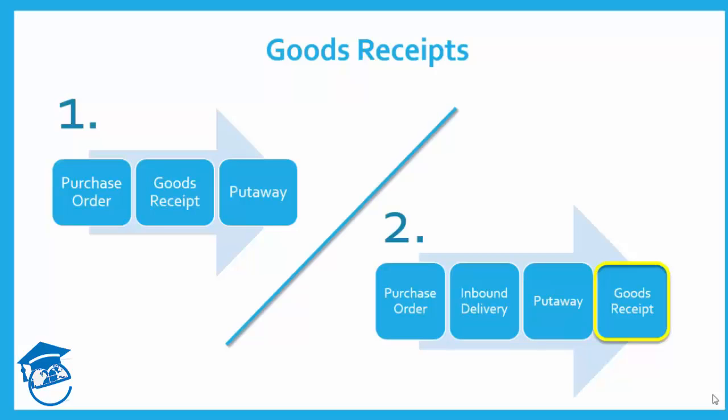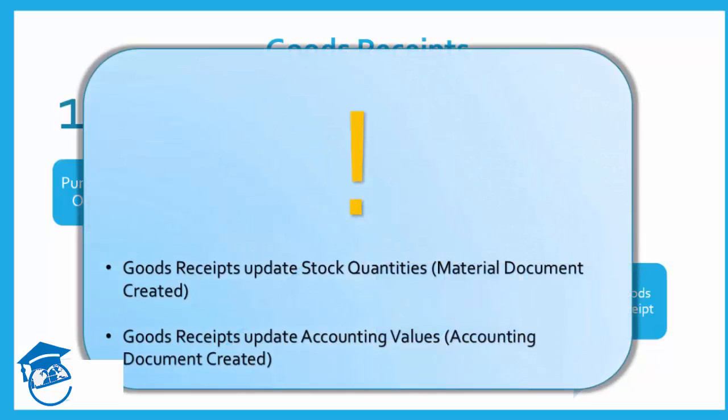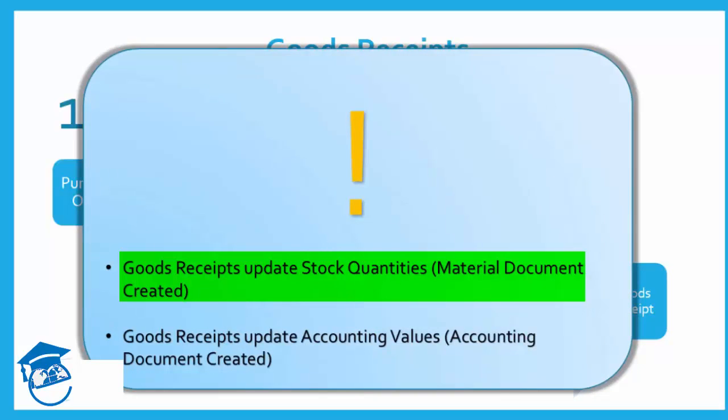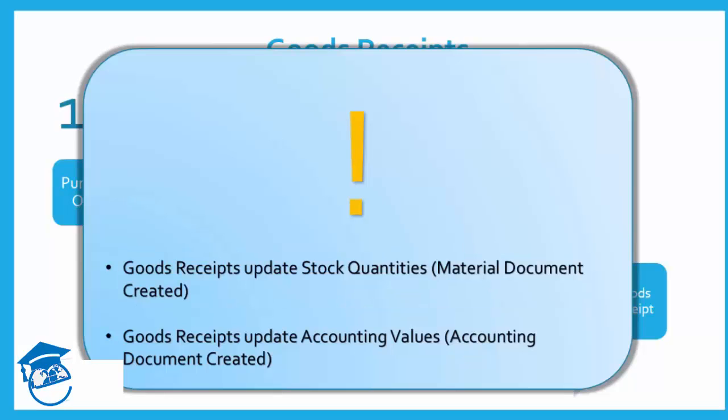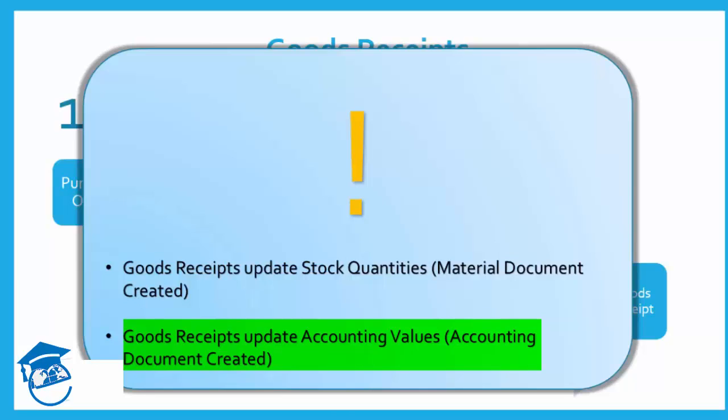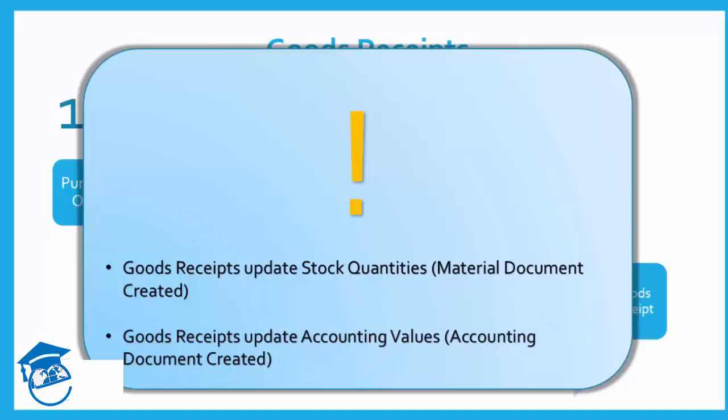Now, a goods receipt posting, just to clarify, when we post a goods receipt, we are actually, in effect, updating our stock levels. A material document is created in the system, and we are updating our stock levels. An accounting document is also created in the system when we post our goods receipt, and we are also updating our stock levels not only on a value basis but on a quantity basis. So posting goods receipt means that we have updated our system on both a value and a quantity basis. A material document and an accounting document are created every time we post a goods receipt.